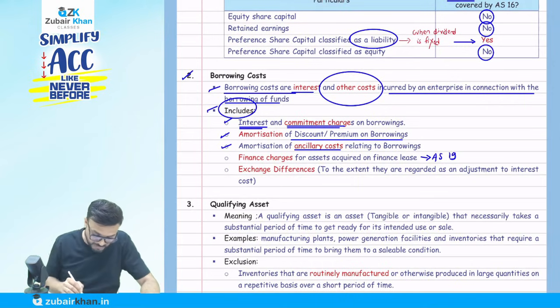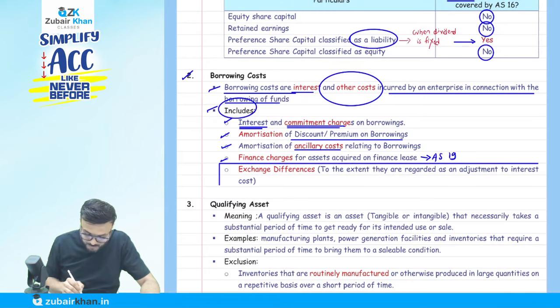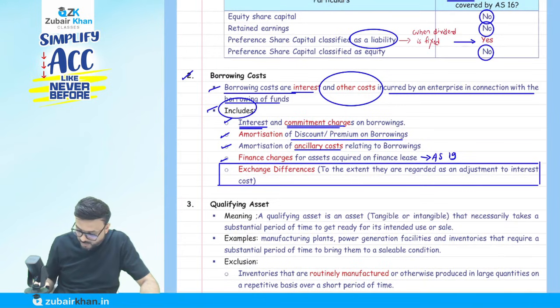Then they say exchange differences, to the extent that they are regarded as an adjustment to the interest cost. So don't worry about that here. I will discuss these points in detail at the end. We are going to discuss in detail at the end. What is this foreign exchange point?